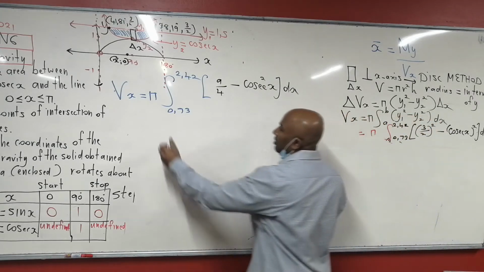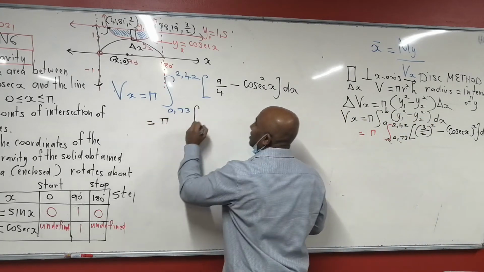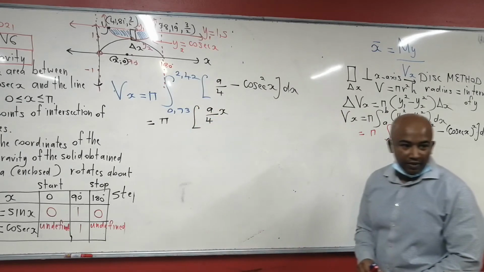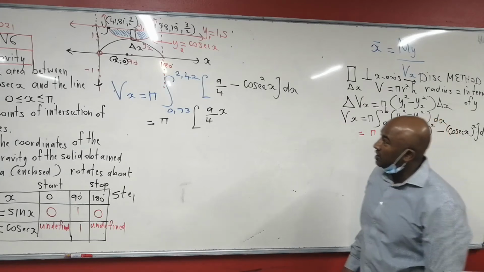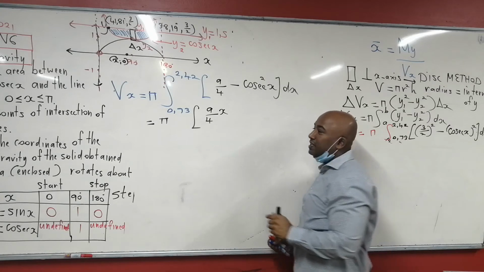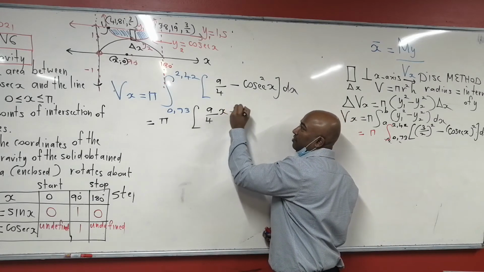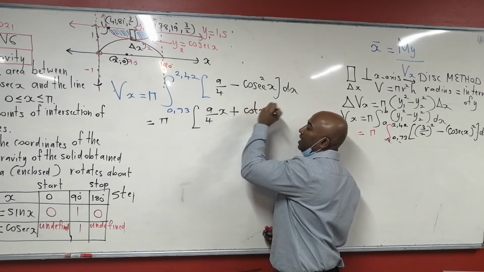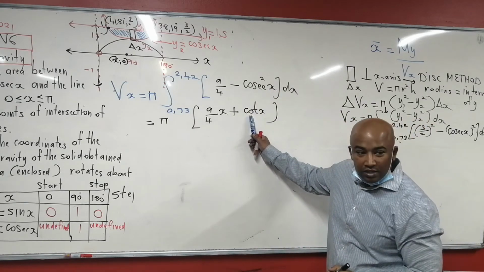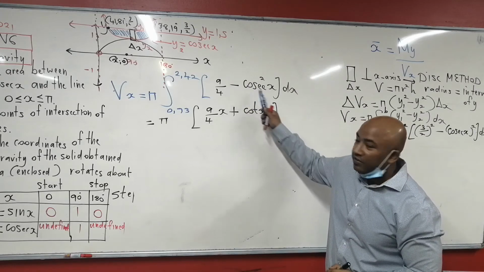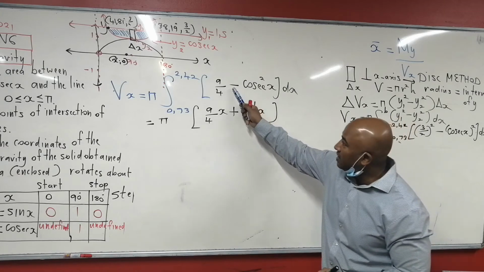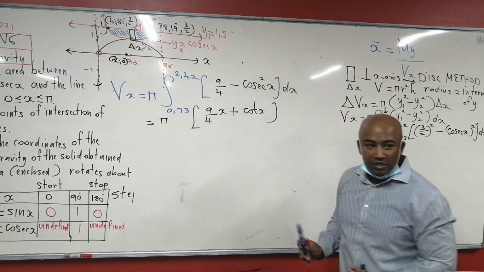Alright, so now all I need to do is integrate. So integrate 9 over 4, that's going to be 9 over 4x. Right, integrate minus cosec squared. That is going to give you a positive cot x. Why? Because the derivative of cot is negative cosec squared. So when I'm working backwards, when you integrate negative cosec squared, you get positive cot.